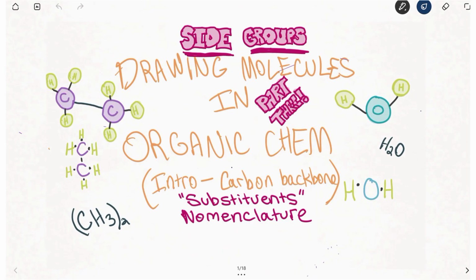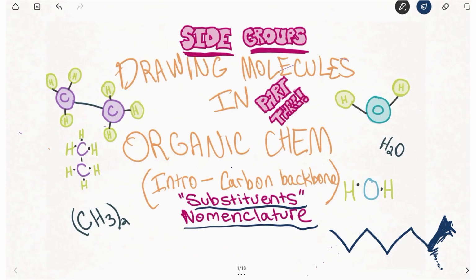Part 1 was the introduction of the carbon skeleton, when they draw molecules like this and you're like, what are they talking about? That's part 1. So if that confuses you, go back to part 1 and just speed through that real quick. Part 2 is just kind of a side note about wedges and dashes. And now we are on part 3 where we're talking about the side groups, also called substituents, and also their nomenclature, which means how to name them.